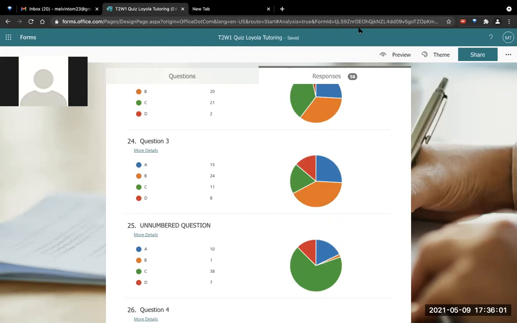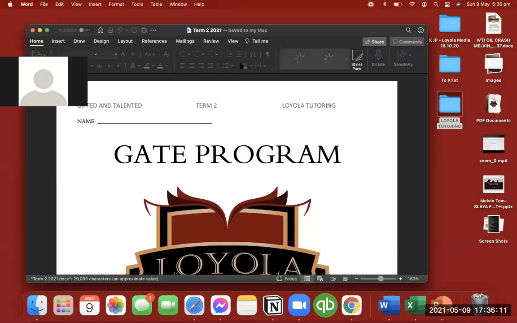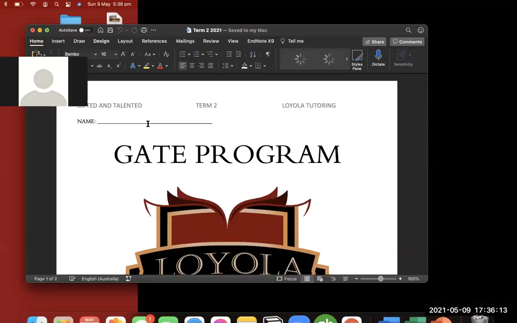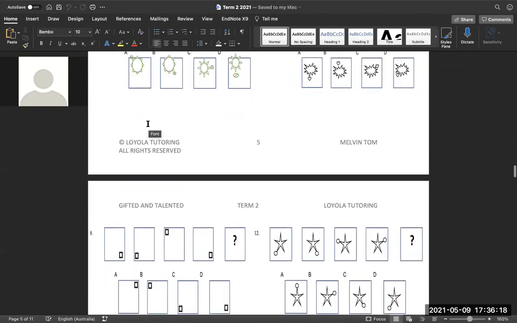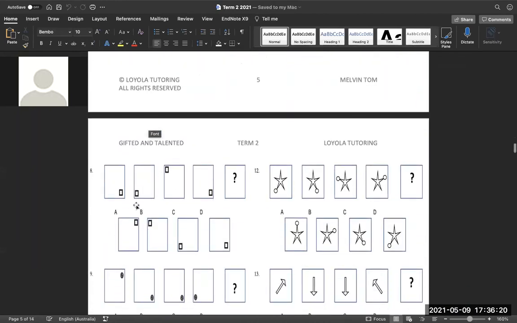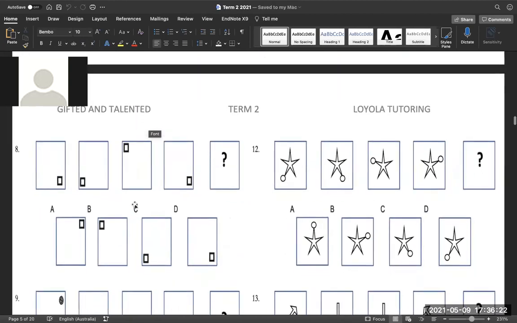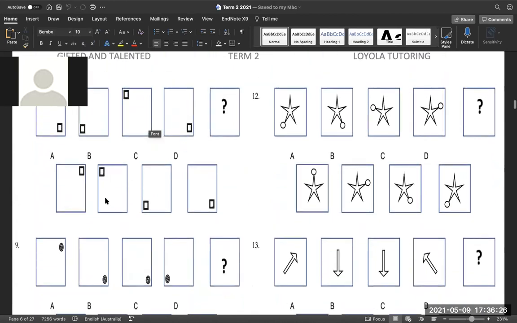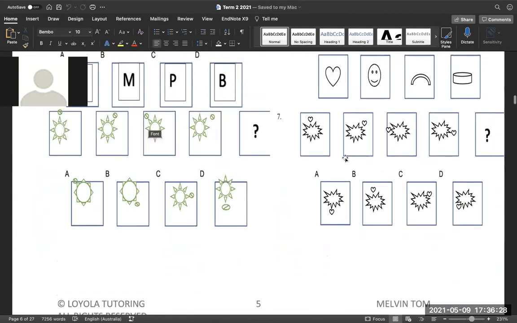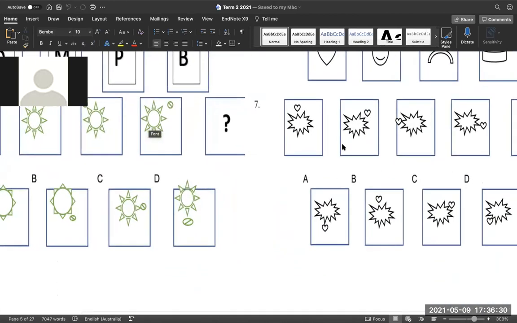All right, so let's quickly go through that question. And if you have any other questions that you want me to go through, more than happy to go through that now. So term 2, 2021. General ability. It was actually number 8, the renumbered one. Remember? Yeah, that one. Okay.